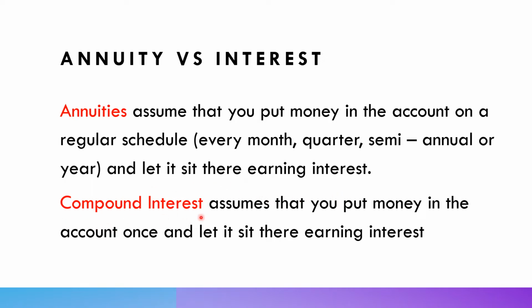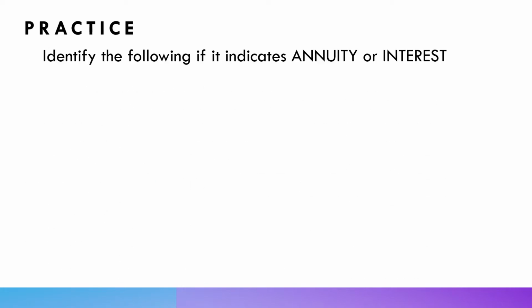While the compound interest assumes that you put money in the account once and let it sit there earning interest. So, you only give or deposit your money once for interest. While in annuities, there is a schedule of putting your money in the bank or in the cooperative. So that is annuity and interest.